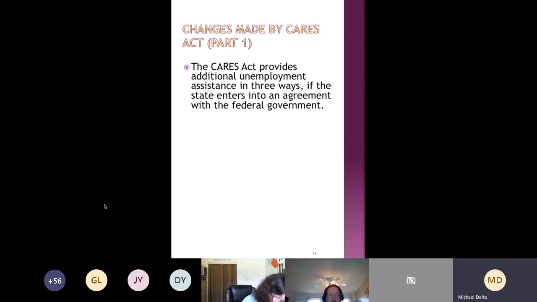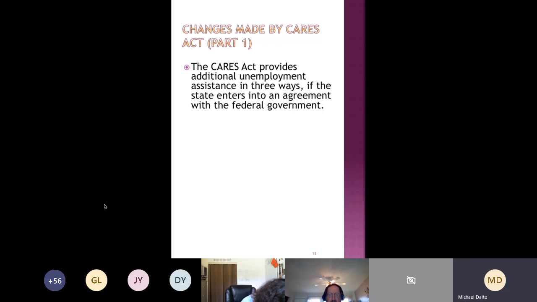So what are the 3 ways? To summarize, the first way enables certain people who ordinarily would not be eligible for UI to get unemployment assistance. The second way is for people who are eligible for unemployment insurance, for UI, but it gives them more money, gives them a higher benefit.